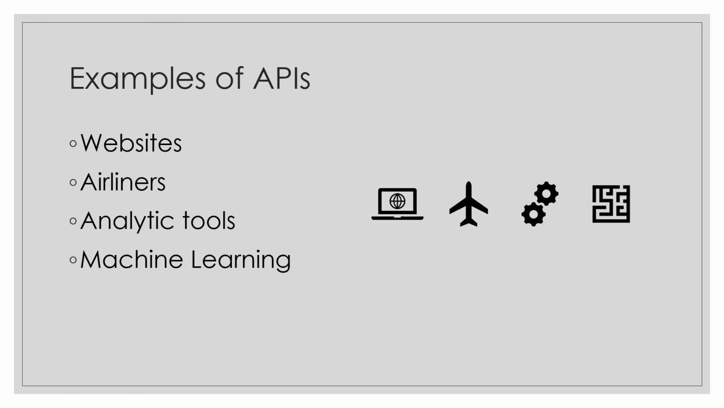Analytic tools that help you analyze your data. IBM, Google, Amazon, and many other companies create their own APIs for clients to use for their data needs.